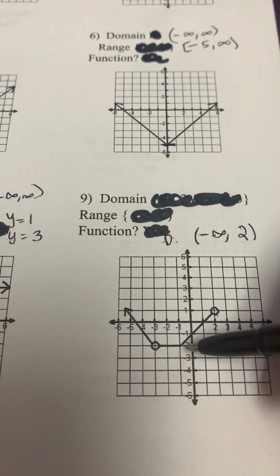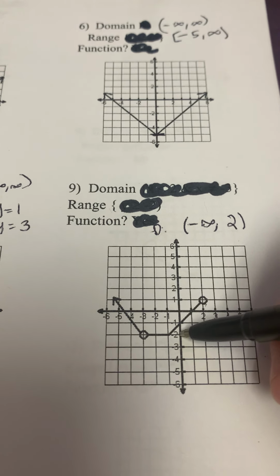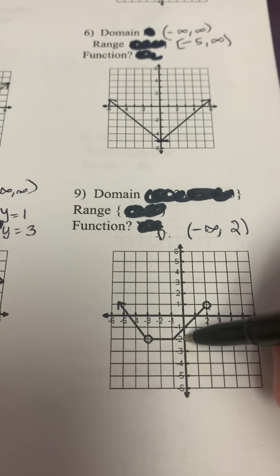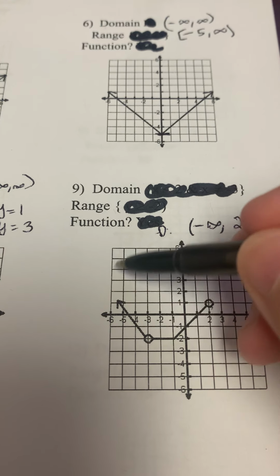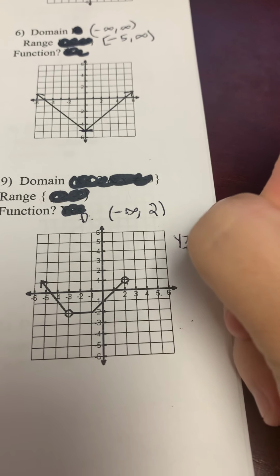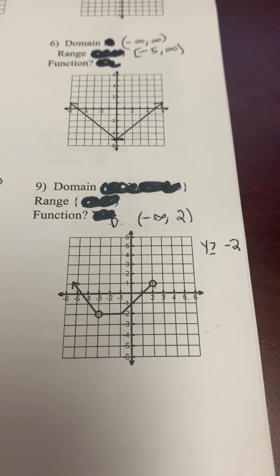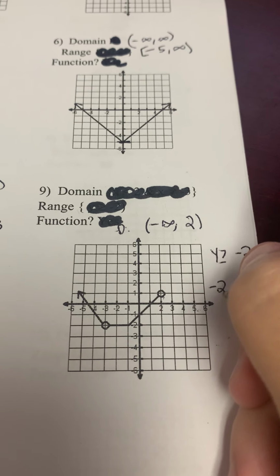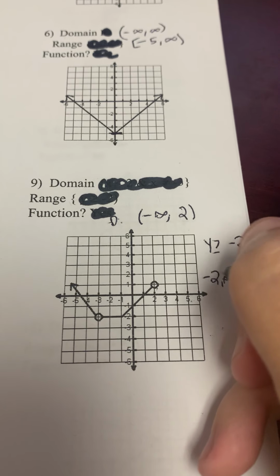And then the range, we start here at -2. It's including it, okay? And then this arrow pointing up means it's going to go on forever. So that means that y has to be greater than or equal to -2. Okay, or you could say -2 to positive infinity, closed on the -2 and open at infinity.